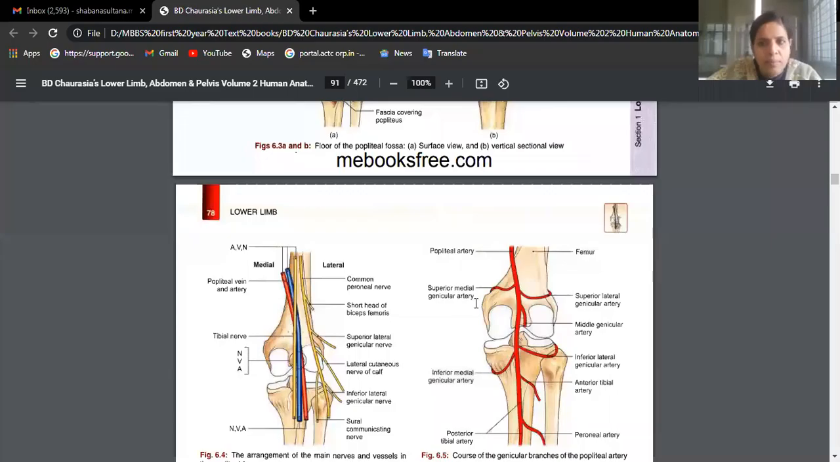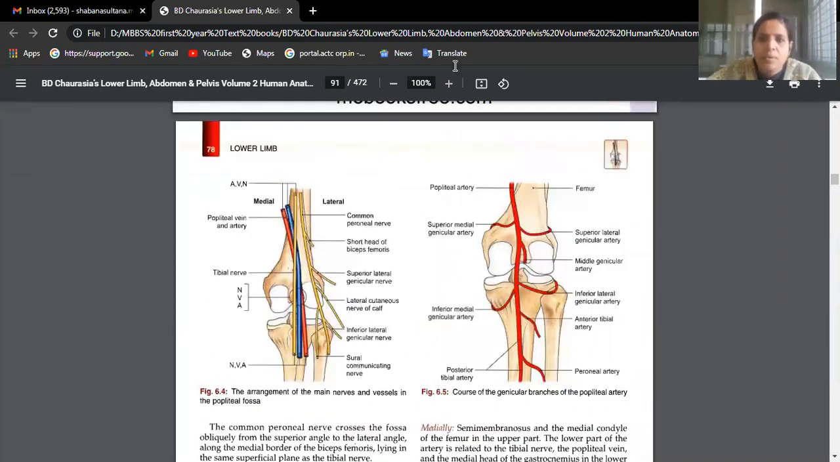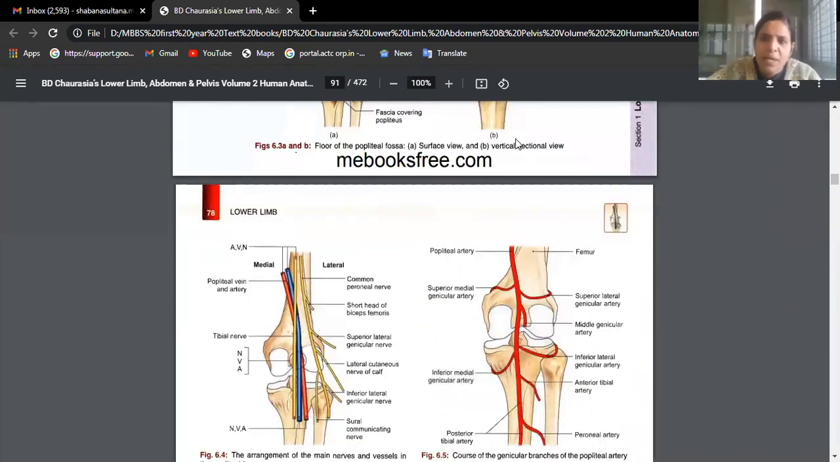So boundaries are there, and the details of popliteal artery are asked. Okay. So Meghana, did you understand what Hema told? Okay, let me repeat better.